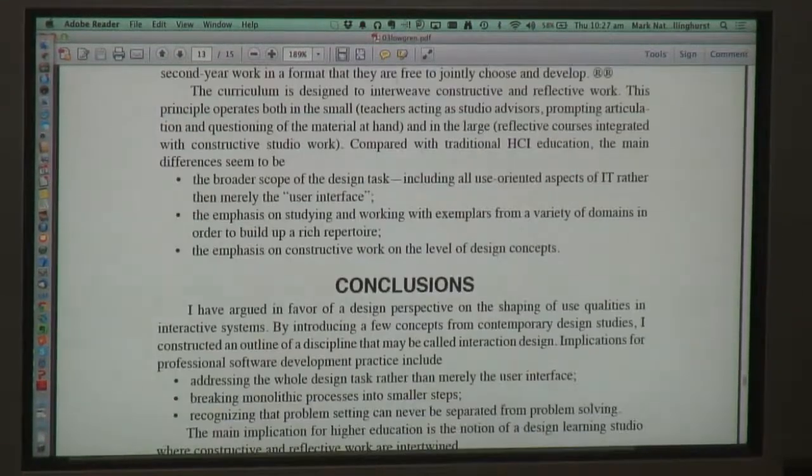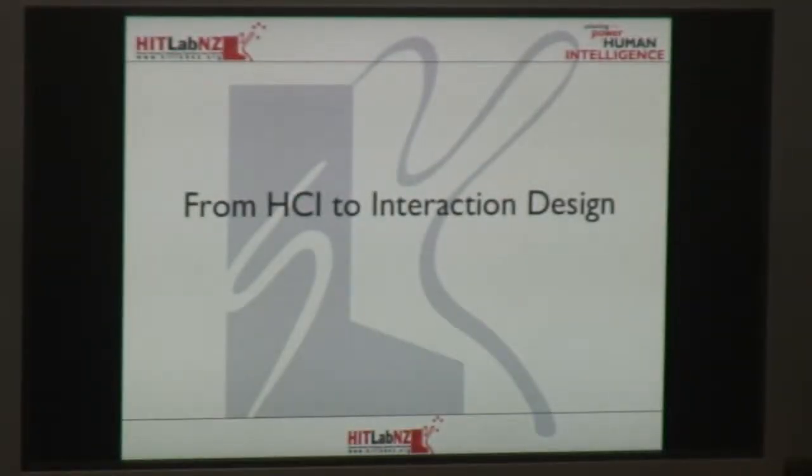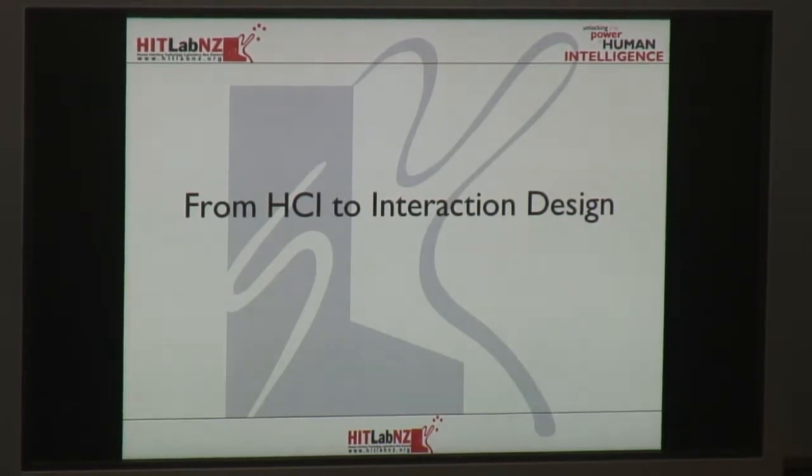Okay, so let's go back to the lecture. What I want to do, the first part of the lecture today, is give a little bit of a historical overview of the evolution from HCI to interaction design, and talk about how people's use of computers has changed.